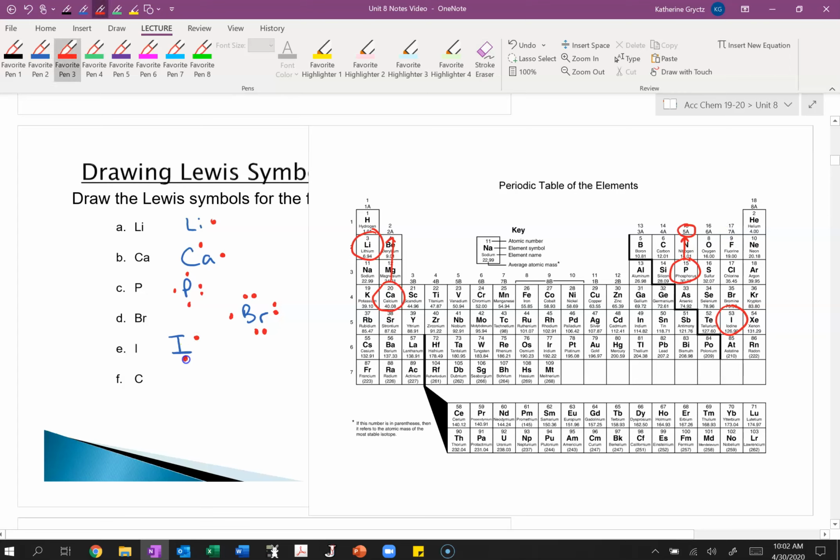And that's why we call them groups or families, because they're going to end up behaving the same because of these valence electrons. So notice I drew a different one paired than I did for bromine. It does not matter. Okay, we're just depicting for ourselves where things are and locating them as a shorthand notation. Okay, and then last up is carbon. So carbon has 4 valence electrons. So we have 1, 2, 3, and 4.